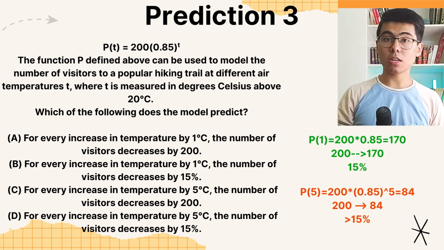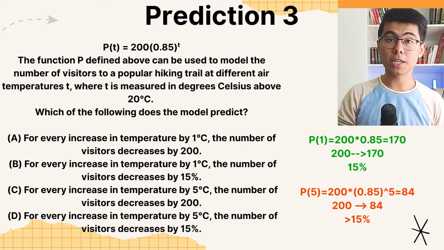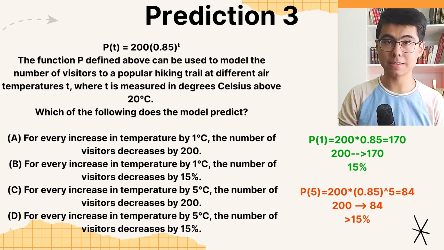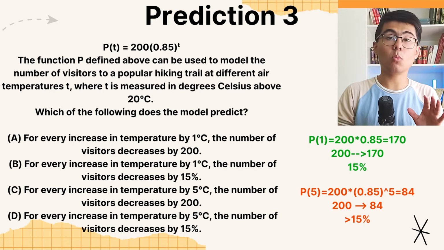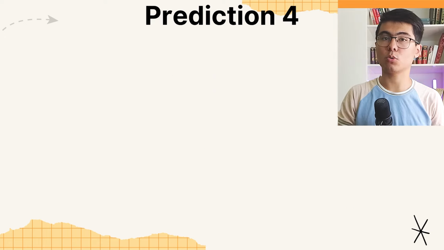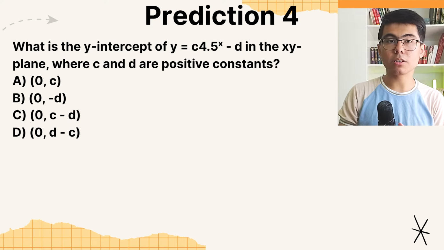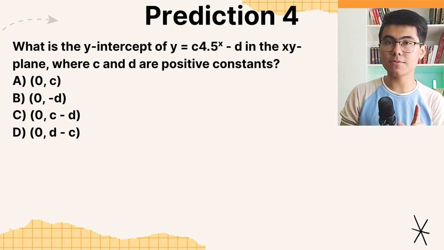So that's a decrease of much more than 15% because exponential decreases compound over multiple increments. So that's wrong too. Now, they're asking us to find the y-intercept of an exponential equation. And this can seem very tricky, but the pattern is really straightforward once we recognize it.